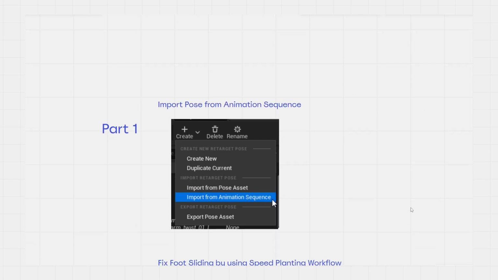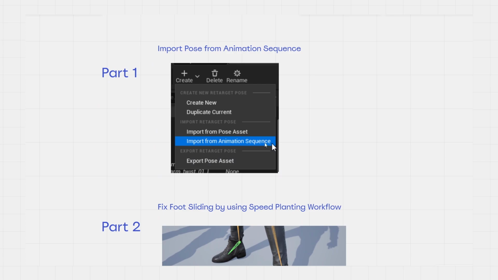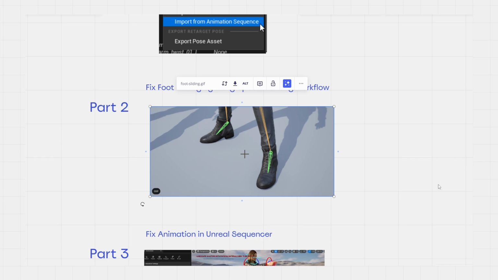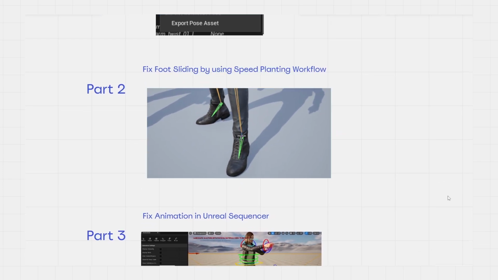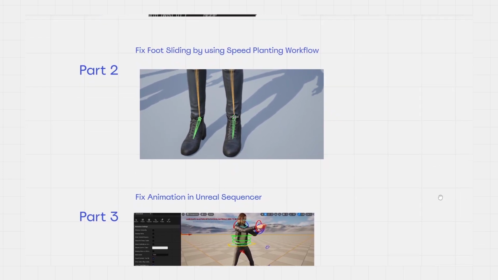The first thing I want to cover is the import pose from animation sequence, which I didn't realize existed on my previous video. With this, you don't have to do the extra steps of creating a pose asset. Then I will show you how to fix foot sliding using the speed planting workflow, which I think is very important too. Foot sliding can be hard to accept.